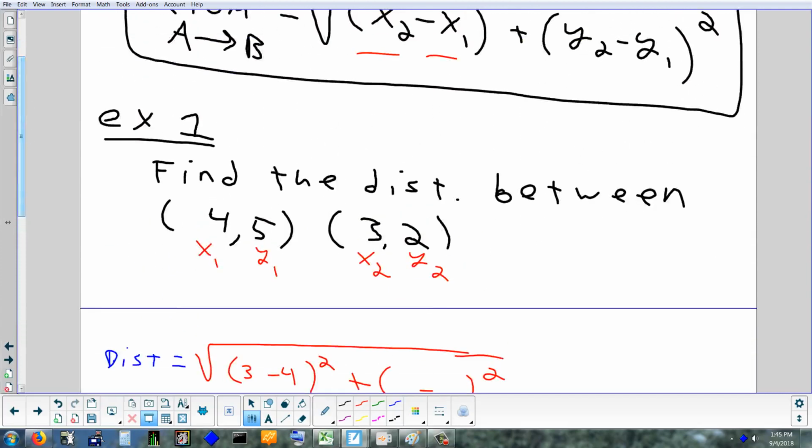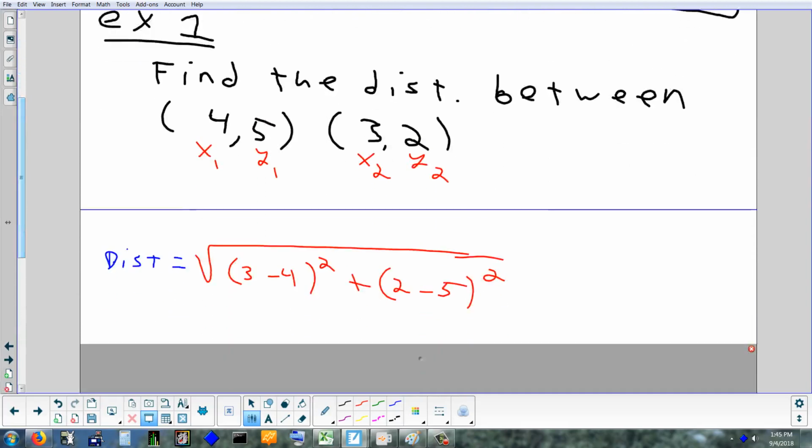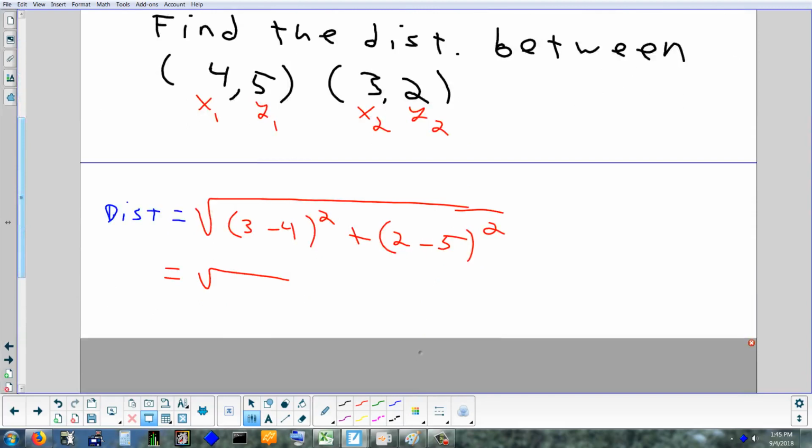And how about, Thomas, can you tell me for the last part what I'm going to fill in? 2 and 5. 2 and 5, in that order? Yes. Yep, exactly. All right, so let's do that. So the first thing I have is 3 minus 4. And Dan, what's 3 minus 4? Negative 1. Yep. And when you square it, you get? 1. Yep. And the next one, Dominic, what's 2 minus 5? Negative 3. Yep. And then negative 3 squared gives you?